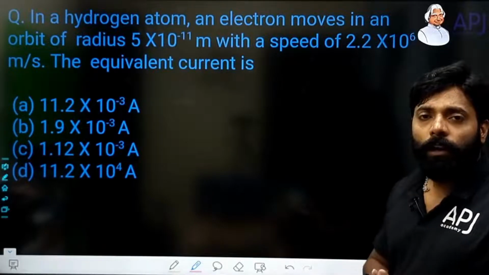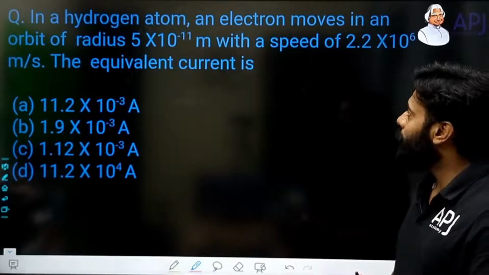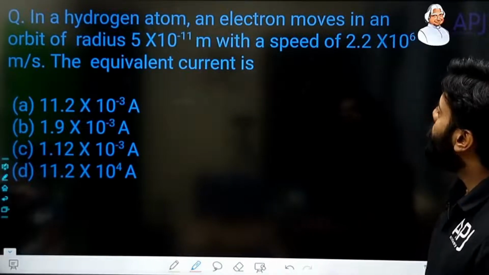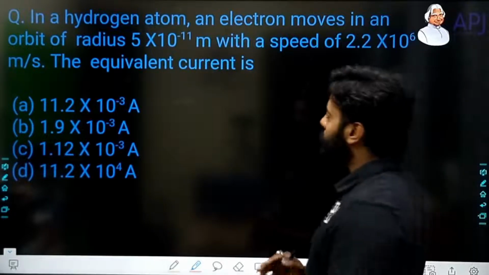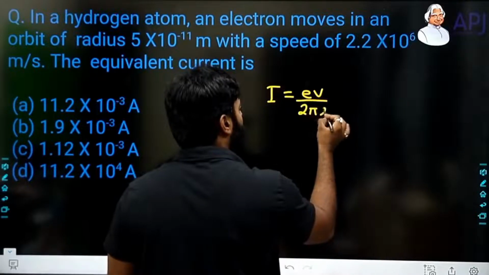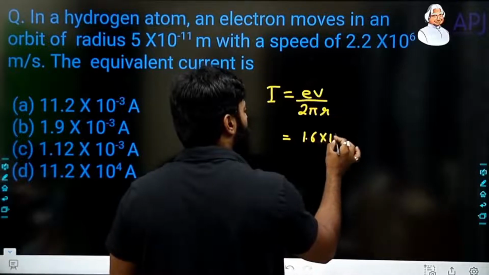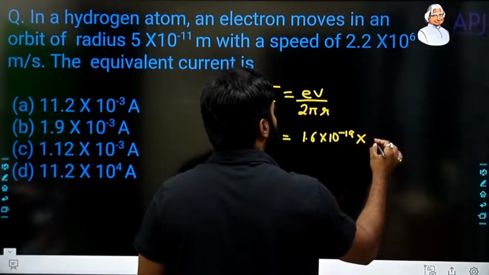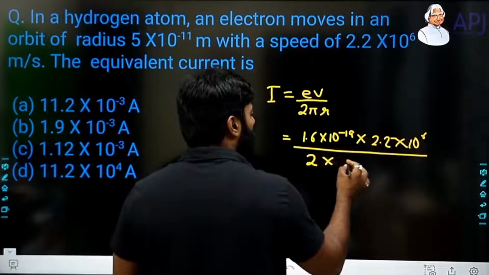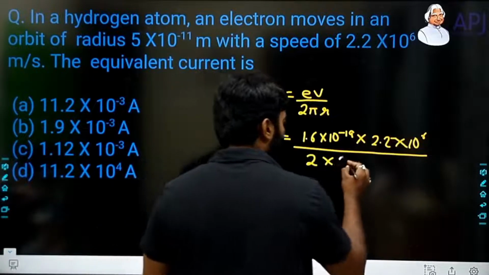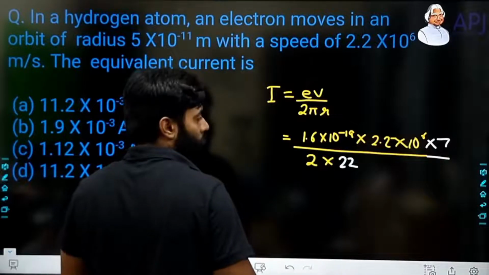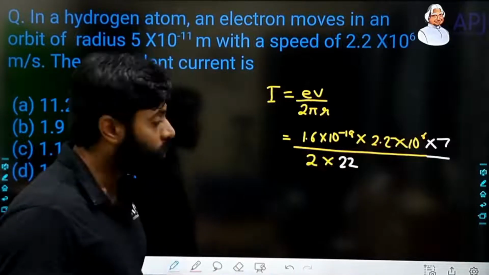So in a hydrogen atom, an electron moves in an orbit of radius this much with the speed of this; the equivalent current they are asking. So I know that I is equal to EV upon 2 pi r. Charge on electron is 1.6 into 10 to the power of minus 19. Velocity is given to us as 2.2 into 10 to the power of 6. And this is 2. And we know that pi is equal to 22 by 7. So this is what I'm substituting here. Because here I'm seeing that the value is given as 2.2, so I know that these will cut.